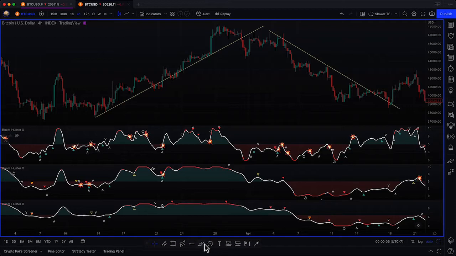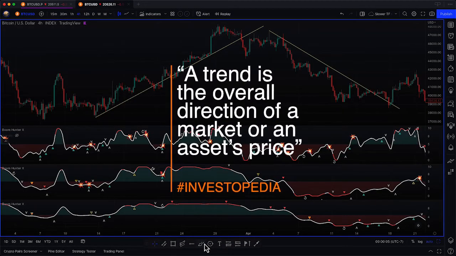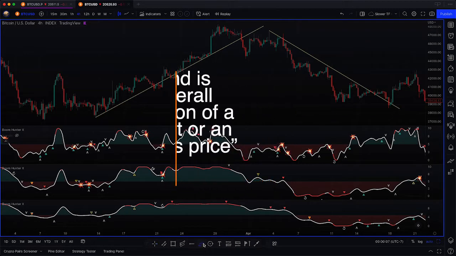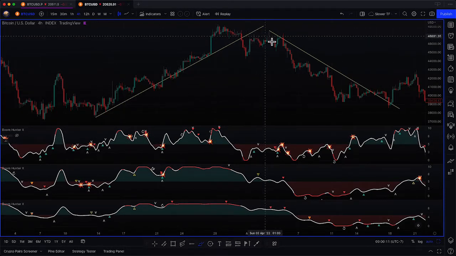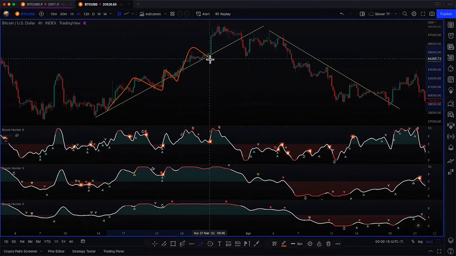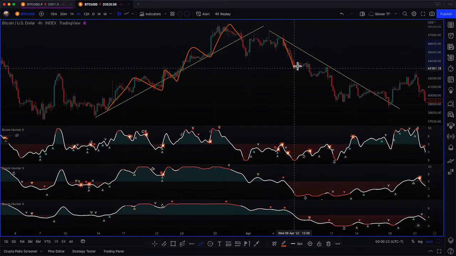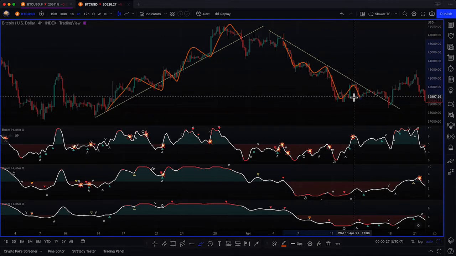According to Investopedia.com, a trend is the overall direction of a market or an asset's price. In technical analysis, trends are identified by trend lines or price action that highlight when the price is making higher swing highs and higher swing lows for an uptrend, or lower swing lows and lower swing highs for a downtrend. Identifying the trend and trading with it puts the odds in your favor.